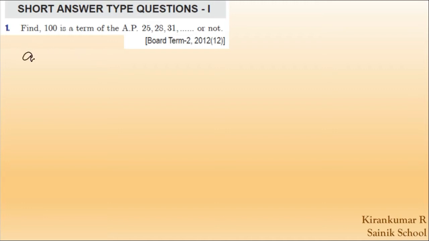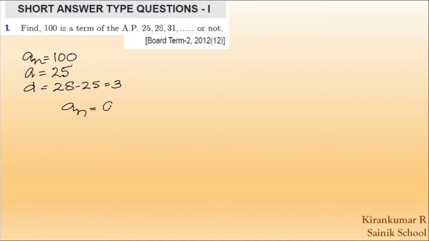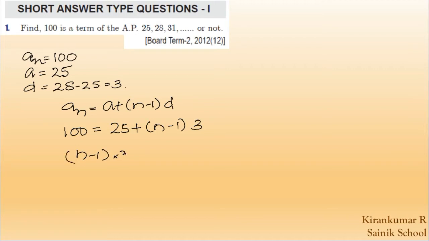So let's take the nth term as 100. From the sequence, we have the first term as 25. We need to find the common difference, which is the second term minus the first term. We get it as 3. So let's apply the formula: an is a plus n minus 1 times d. So an is 100, equal to 25 plus n minus 1 into the common difference 3. So n minus 1 into 3 will become equal to 75. Therefore n minus 1 will be 25, and n will be 26.